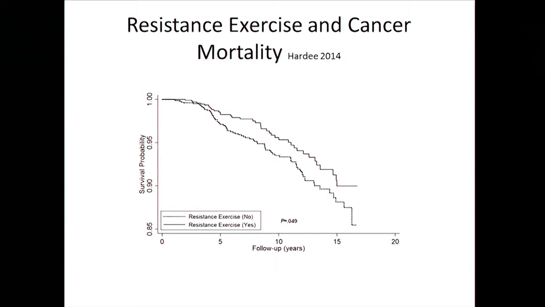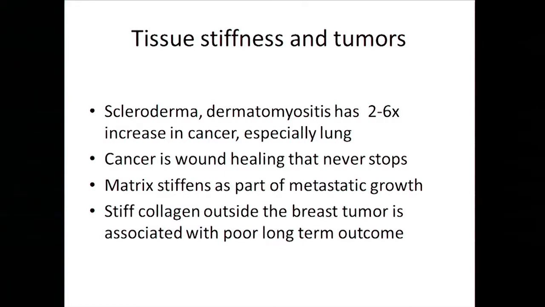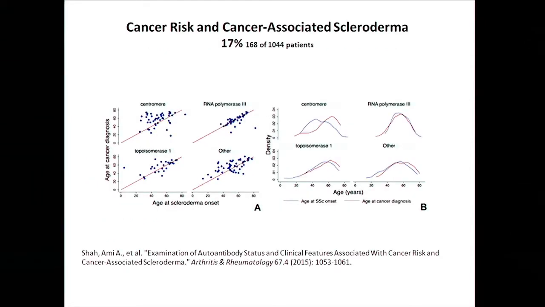If you do resistance exercise after you're diagnosed, your mortality is less. Mortality is up here if you're exercising, here if you're not. So we know tissue stiffness, scleroderma and dermatomyositis, have a 2 to 6-fold increase in cancer. And what we find is that if you look here, sometimes the cancer comes first, sometimes the dermatomyositis comes first, but they both come about the same period of time. In other words, the tissue stiffness gives you a tissue disease and gives you cancer simultaneously. And about 70% of the people with scleroderma have an associated cancer. Pretty high.